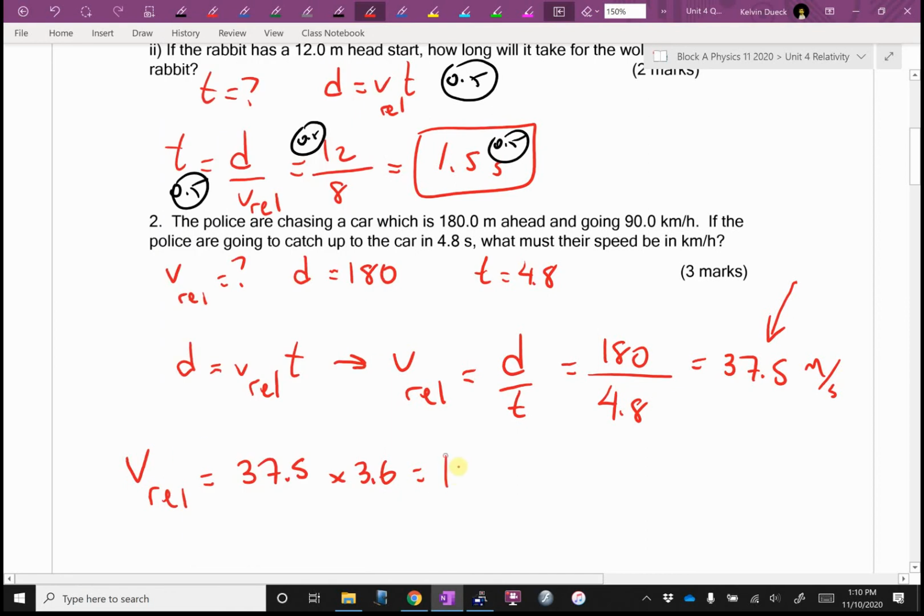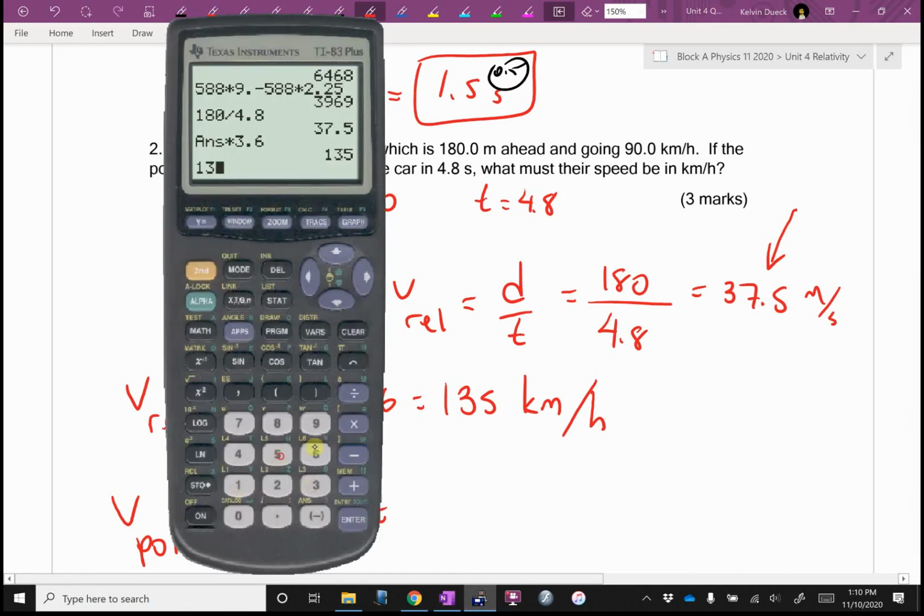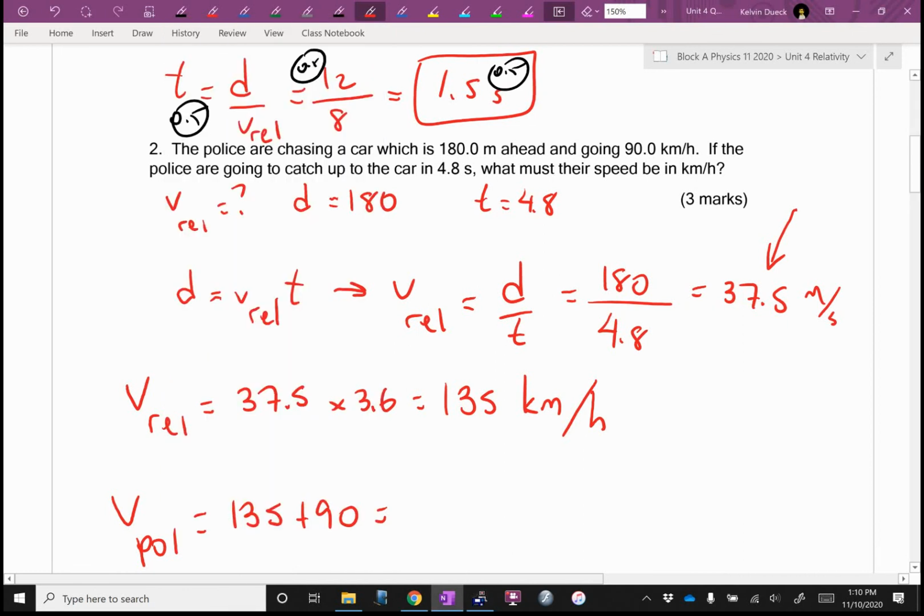And I get 135. This is kilometers per hour. This is not the answer. This is the relative speed. That's how much faster the police have to go than the bad guys. So the V of the police is going to be 135 plus 90, and those are both in kilometers per hour, so the units match. I could have done that in my head. 225, is that what you said? Yeah, I really could have done that in my head.